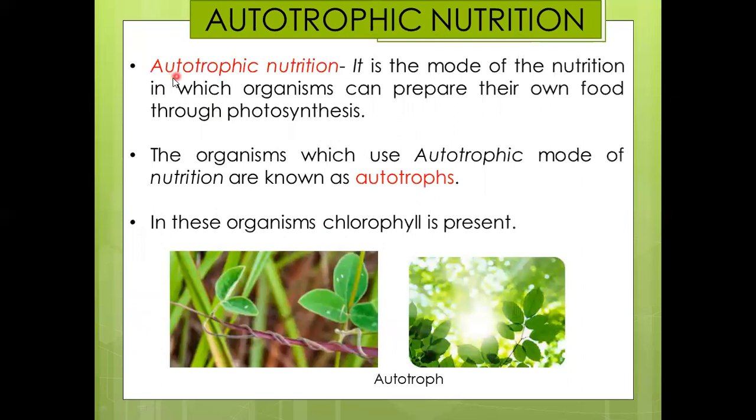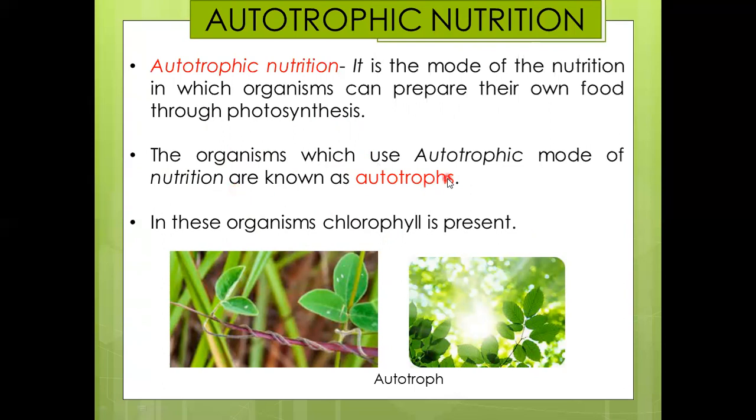Autotrophic nutrition. Autotrophic nutrition is the mode of nutrition in which organisms can prepare their own food through photosynthesis. It means they make their food on their own. They don't need the help of other organisms. Only plants and trees use the autotrophic mode of nutrition, as they are the only ones who have chlorophyll. You should have chlorophyll to perform photosynthesis and make food on their own.